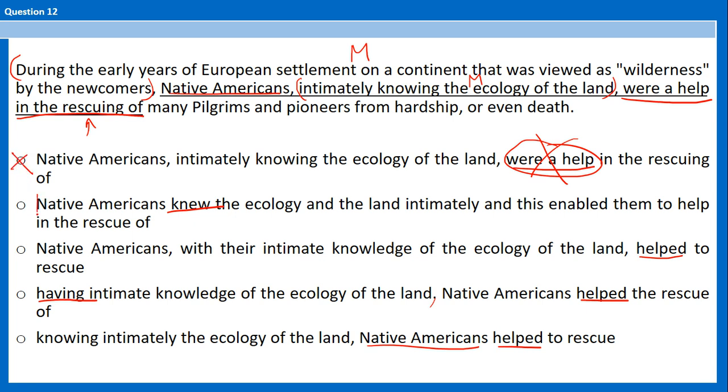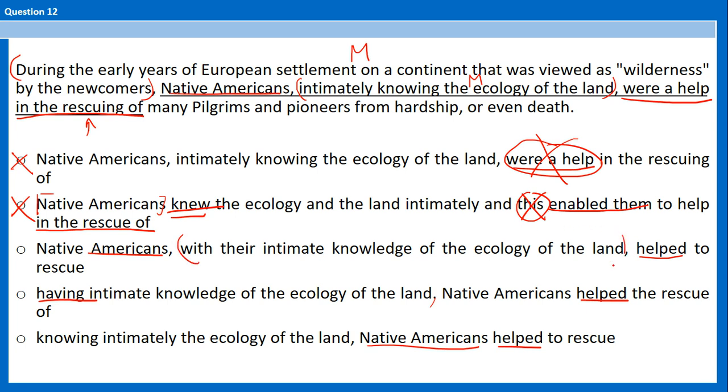In number 2 you have that Native Americans knew the ecology, and this enabled them. What is this referring to? Be careful when you see the word this or these in the GMAT, because those words need to modify a noun right in front of them. For example, this fact, or this knowledge. Okay? This enables them to help in the rescue of. That's also awkward. You could fix it and say to help rescue, period. That's wrong.